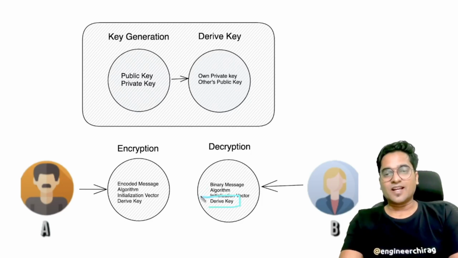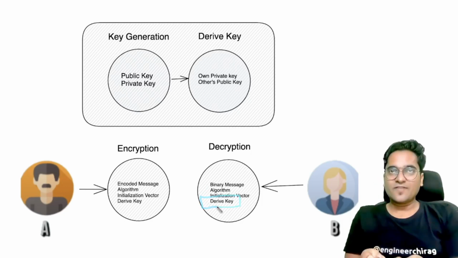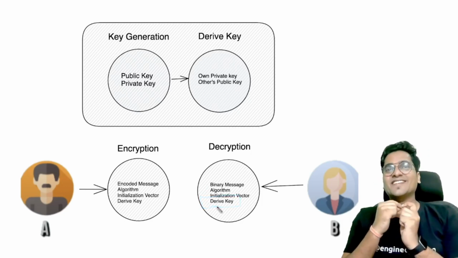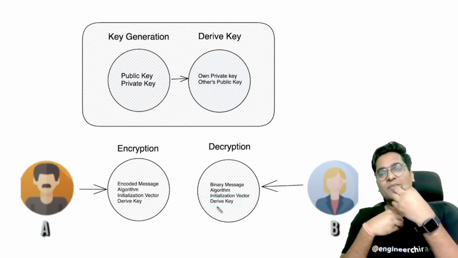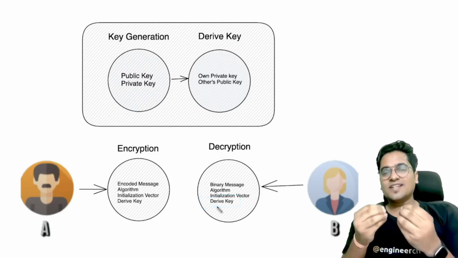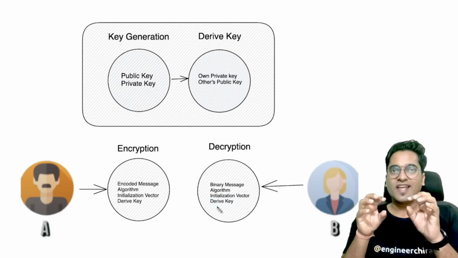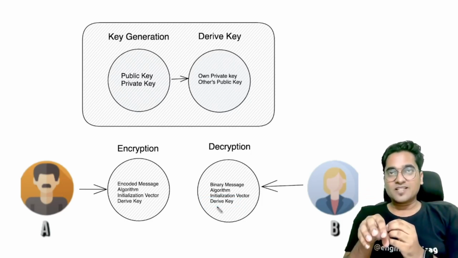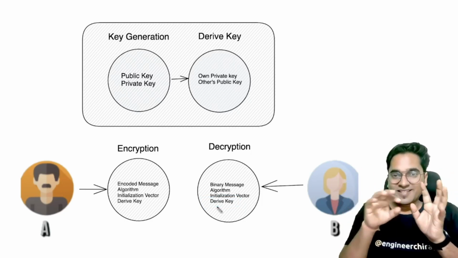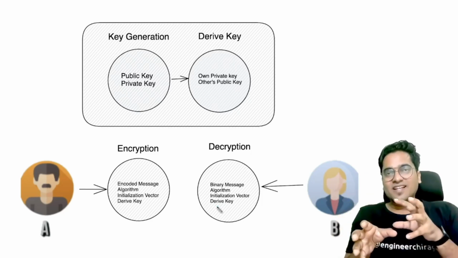And a derived key is again used in the same fashion, where, repeating it, you have your own private key and the public key of the other. Using this combination, you generate a derived key, right? Using it, you are now able to decrypt this message, and this is how the entire web-based encryption and decryption is going to work.